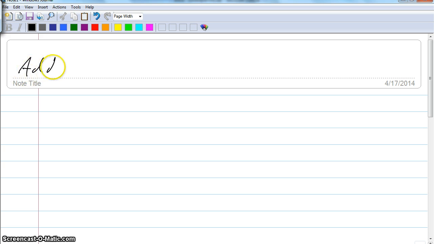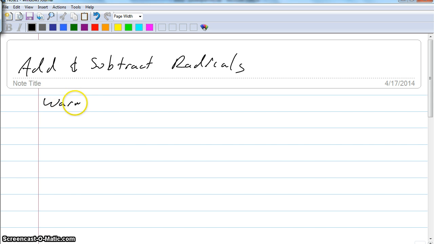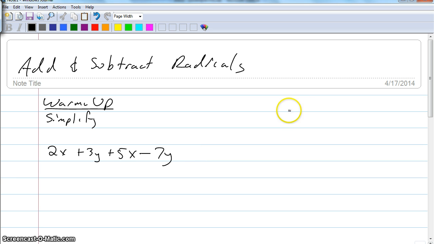Today we're going to add and subtract radicals. Start off with a little warm-up. I want you to simplify 2x plus 3y plus 5x minus 7y. I want you to combine like terms there. And the second problem here is simplify the square root of 52. So go ahead and take a moment, press pause, and hook that up.